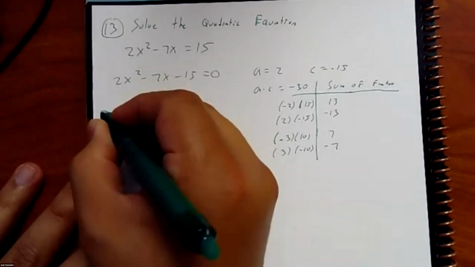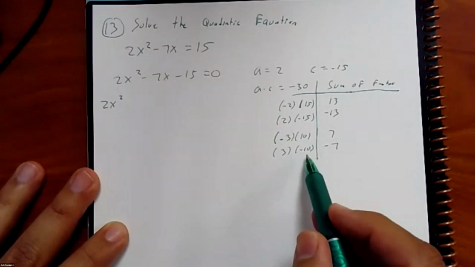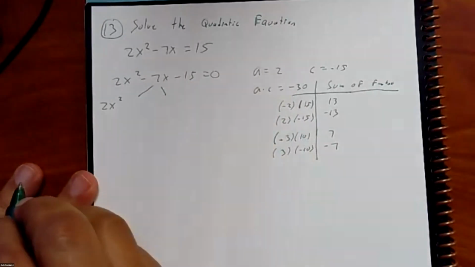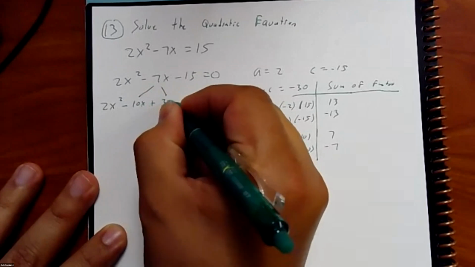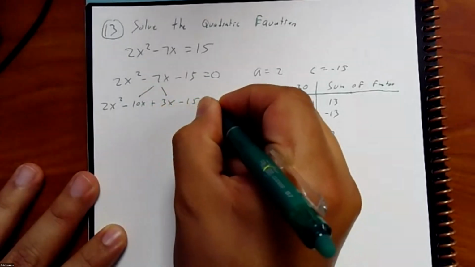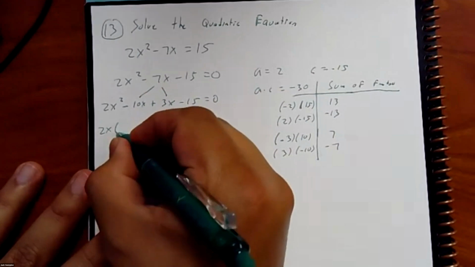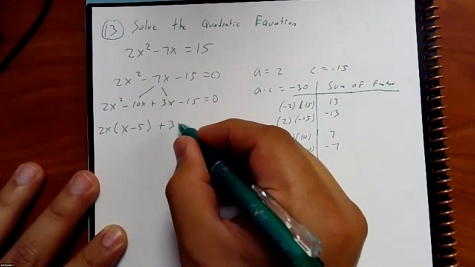All right, so you're going to break the negative 7x into negative 10x plus 3x. Now do grouping. Factor 2x from the first two. Factor 3.